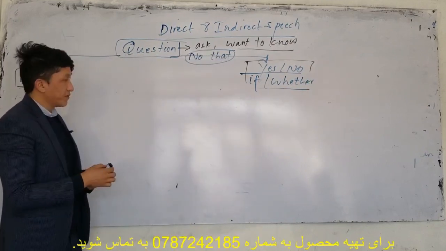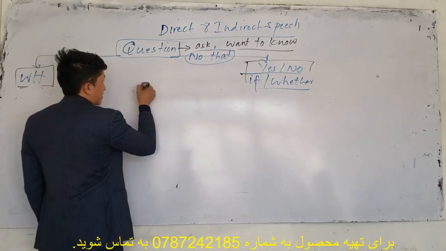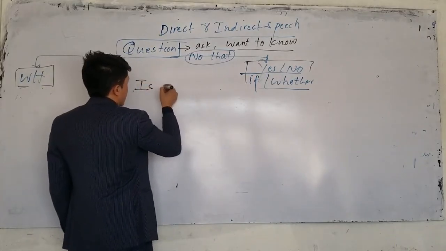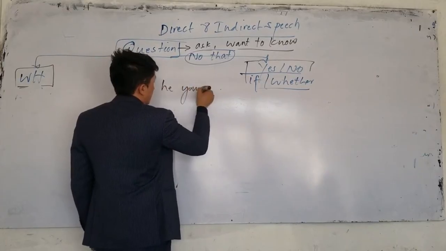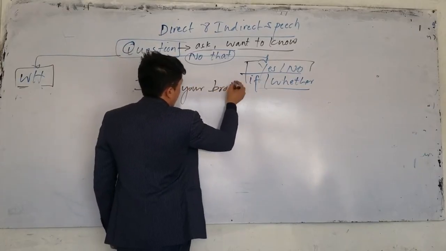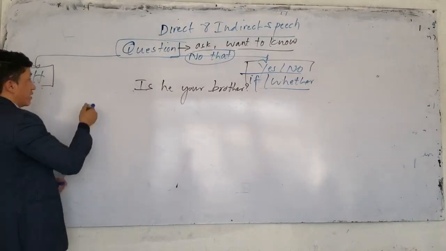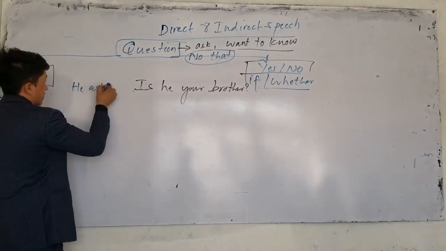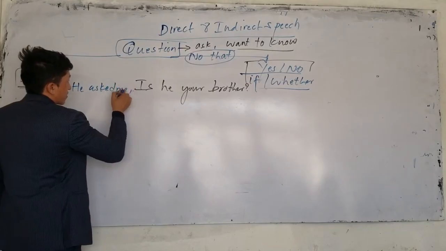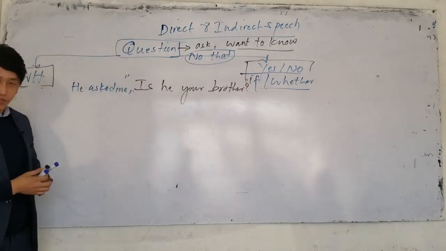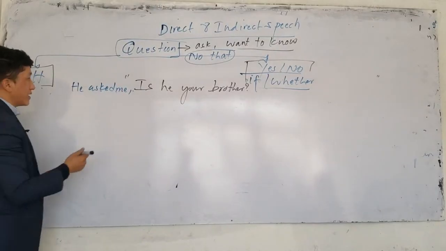If I want to change, for example, if I have a sentence like this: if I say, for example, "Is he your brother?" How should I change it now? Who asked? Could be anybody. Look, you can say he asked. He asked me, "Is he your brother?" How should I change it to indirect speech?